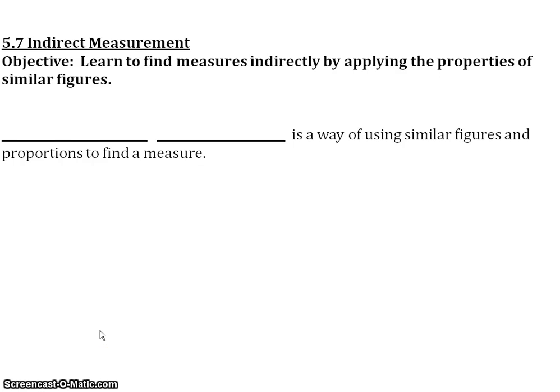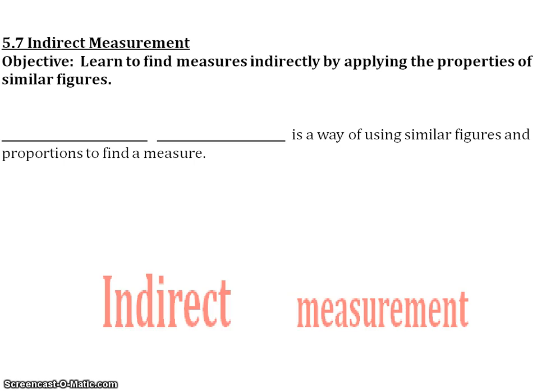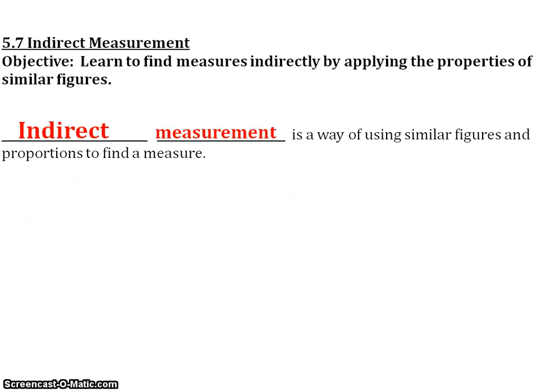Chapter 5, Lesson 7, Indirect Measurement. The objective: learn to find measures indirectly by applying the properties of similar figures. Indirect measurement is a way of using similar figures and proportions to find a measure.